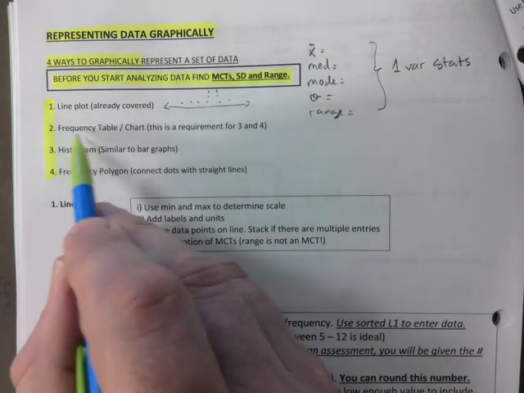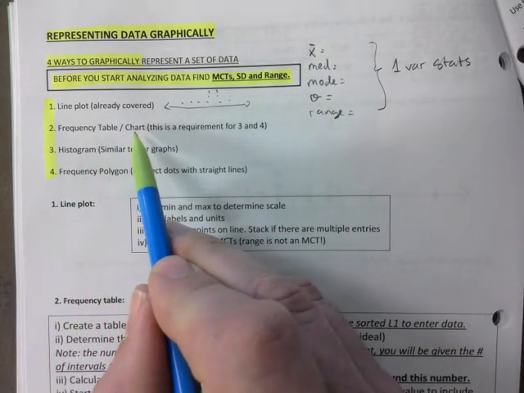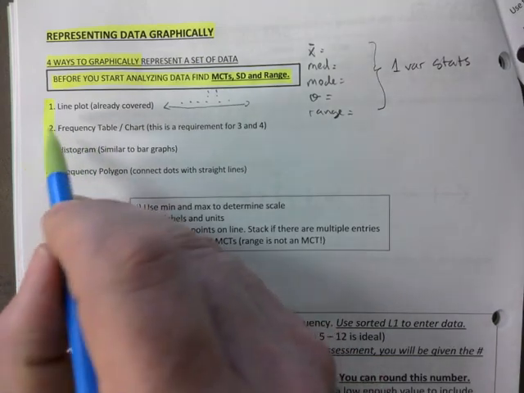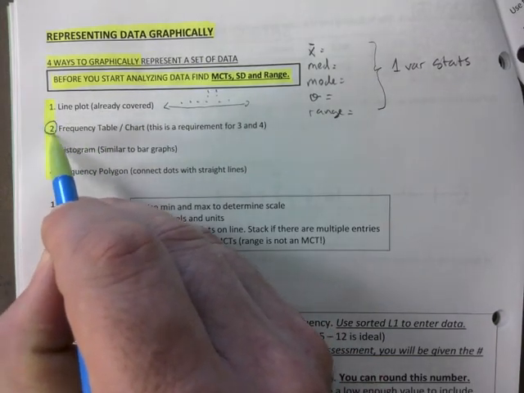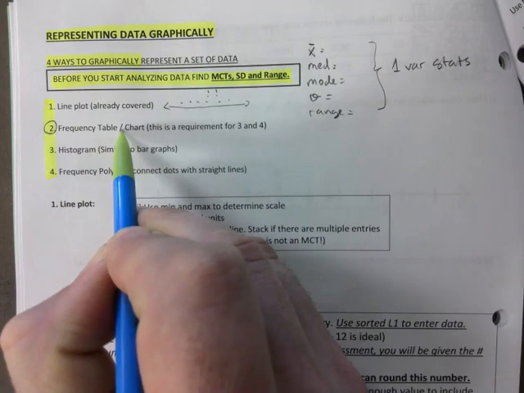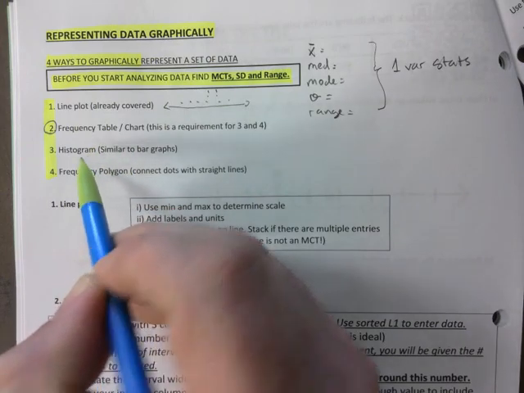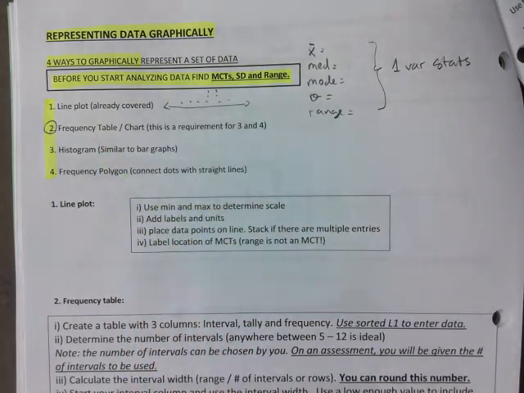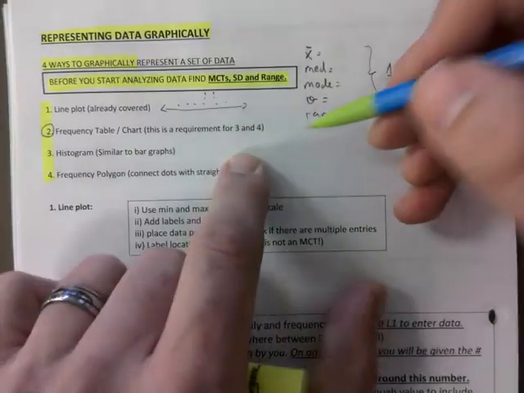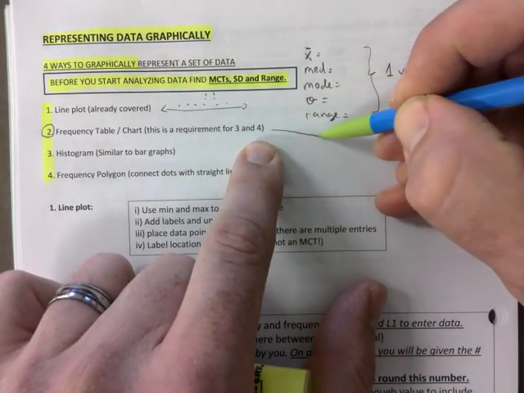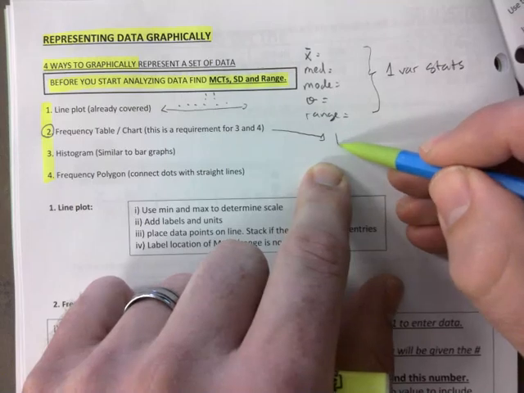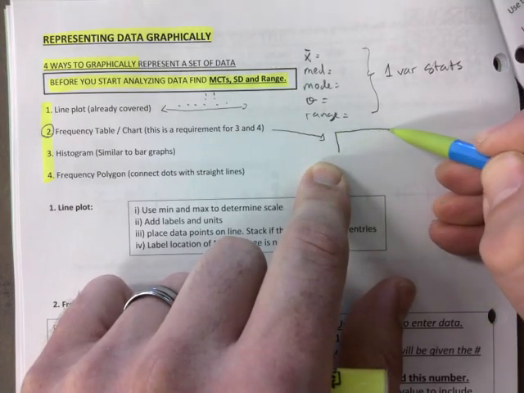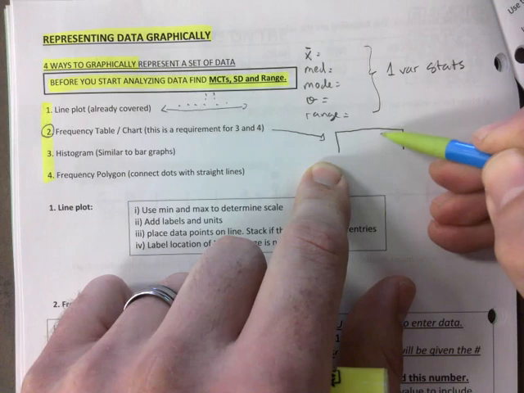The frequency table or chart, this one right here, I'm going to circle that one because this is a requirement in order to do 3 and 4. You cannot do 3 and 4 unless you have a frequency table. Okay. So a frequency table, I'm going to make an arrow to go off of it just for your study sheet. It should always have 3 columns like this.